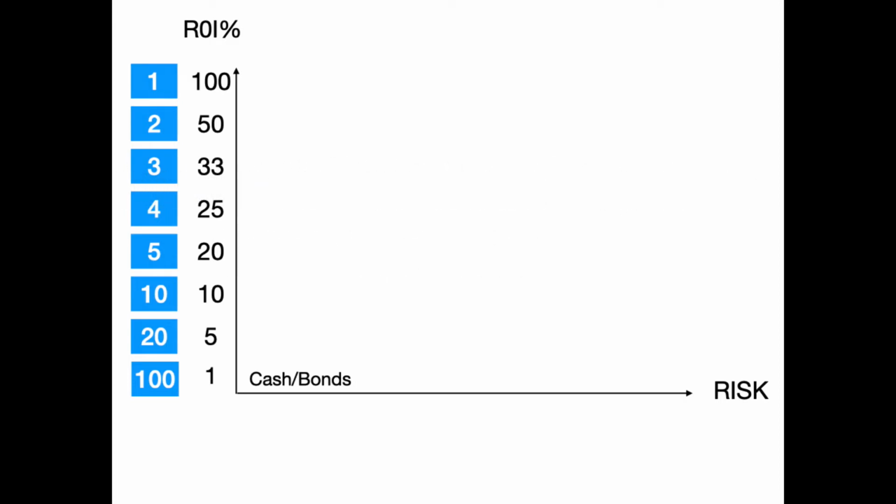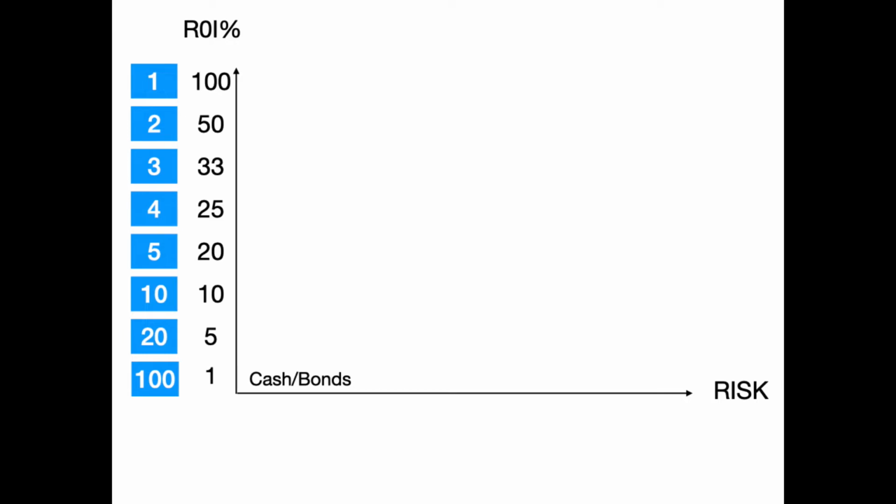So what I've produced for you here is a graph which demonstrates the relationship between risk and return on investment. The higher the risk, the higher the return on investment you would expect. The lower the risk, the lower the return on investment you are going to get. That's a pretty simple equation that works in almost all cases.